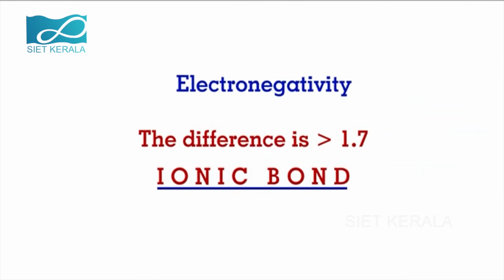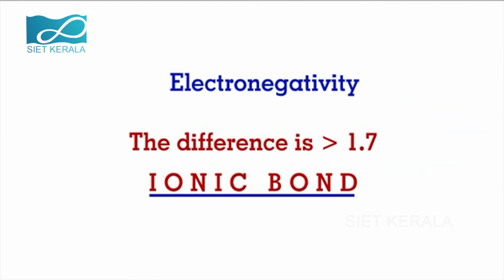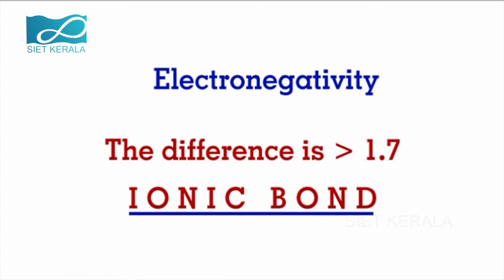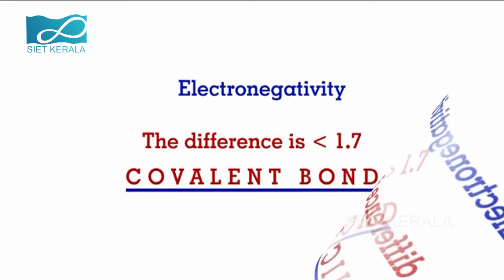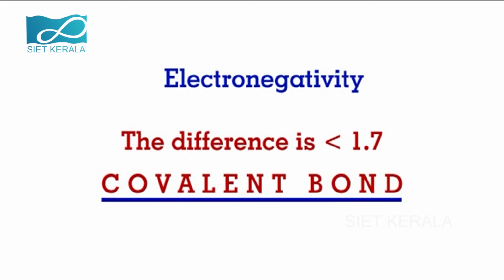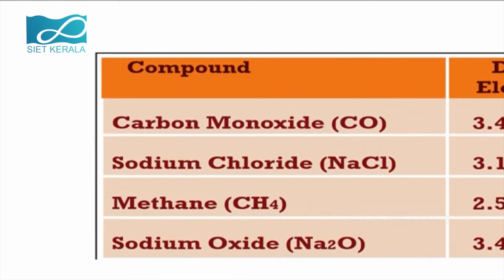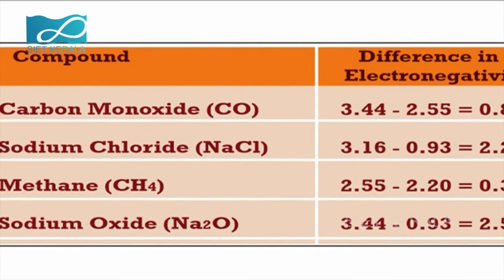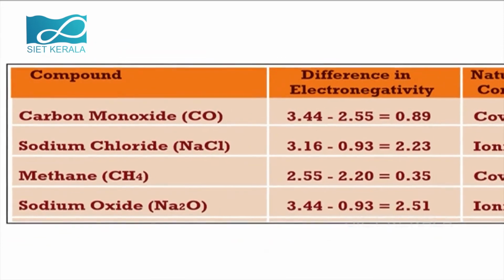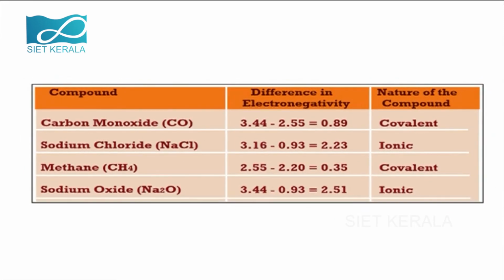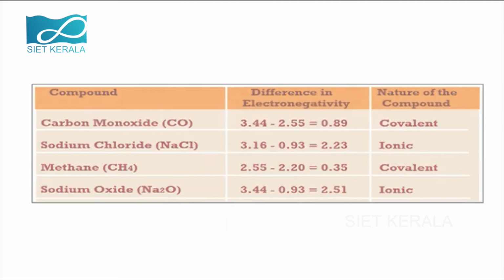Generally, if the difference in the electronegativity values of the elements in a compound is 1.7 or more, the compound shows ionic character. And if it is less than 1.7, the compound shows covalent character. For example, in carbon monoxide, the difference in electronegativity is 0.89, so it is covalent in nature. If we take sodium chloride, it is 2.23, and that compound shows ionic character.